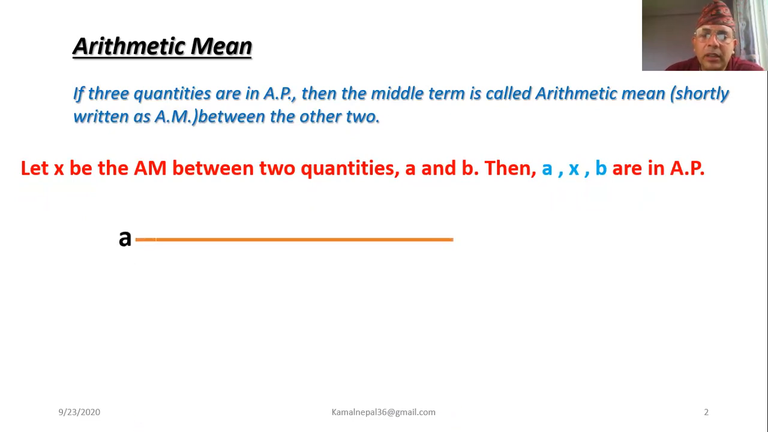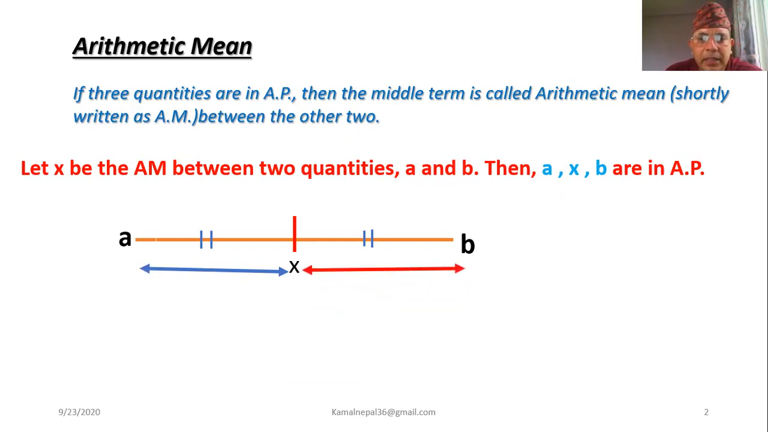Now, suppose on a number line it is AB and you divide it into two equal parts. The first part is equal to the second part, and that point is X, so the distance AX is equal to the distance XB. So you can say it is X minus A and B minus X. You know the common difference of the first term and second term is T2 minus T1. T2 is X here, T1 is A, so X minus A. And another D is equal to T3 minus T2, T3 is B and T2 is X, so B minus X.